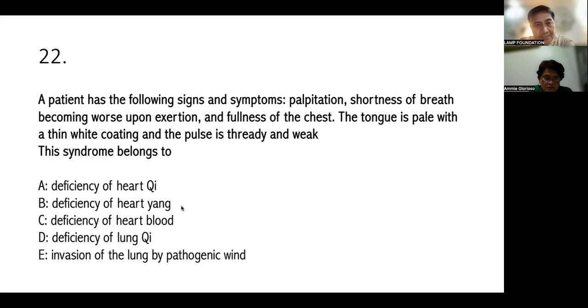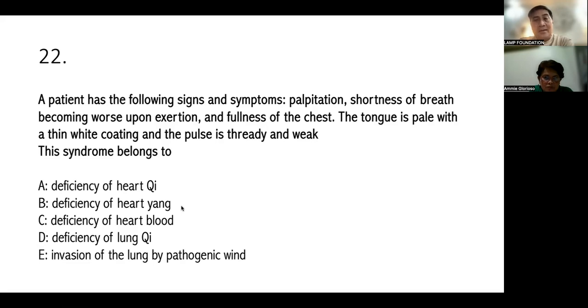Normal po siya, sir. Okay, pero yung pale na tongue, is it normal? Hindi siya normal. Actually, wala akong makikitang iba. Heart qi deficiency lang yan. Kung nakikita mo, worse upon exertion. Pag nag-exert ng effort, lumalala. So that's basically heart qi deficiency.